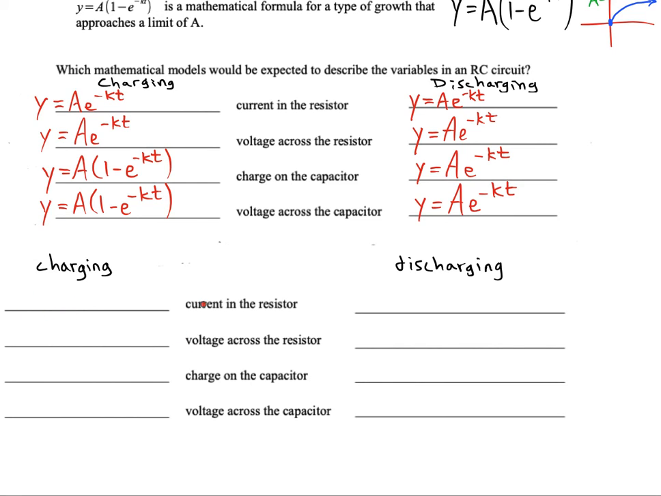For current in the resistor, our formula will be I equals I max or I naught, which is the initial amount of current, times e to the negative kt. For discharging, we'll have the same formula. You might also see it as I equals I max times e to the negative kt.